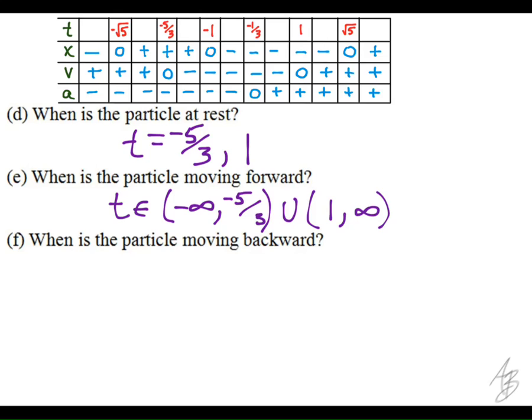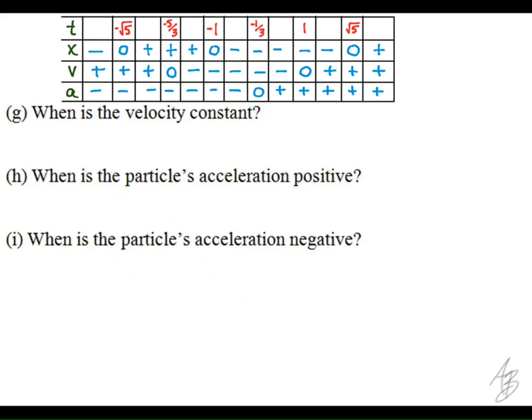And the particle will be moving backwards when the velocity is negative, so that will be on the interval from negative 5/3 to 1. Also note that we are not including the endpoints because the velocity is equal to 0 on the endpoints.